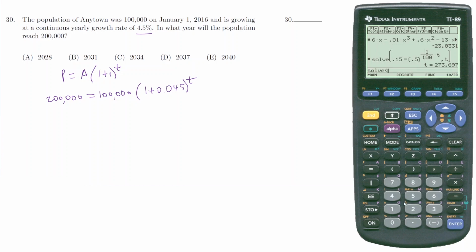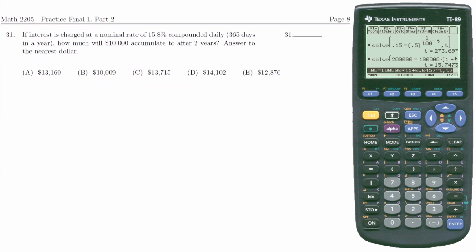So I solve 200,000 equals, making sure I did not mess up the zeros, 100,000 times 1 plus this guy. I just type faster than I speak, and boom. Now I got t equal to 15.74, so that's 15 years. Now 15 years plus 2016, that's going to be the year 2031, so B.